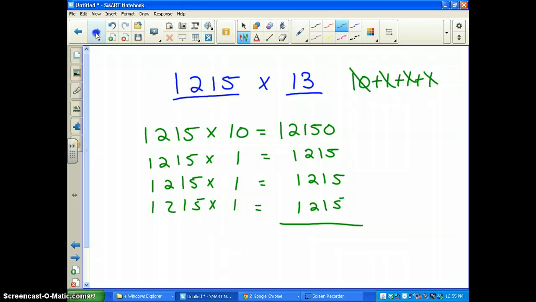5 plus 5 plus 5, because now we're bringing it back together, equals 15. Don't have to add that 0. 5 plus 1 is 6, 7, 8, 9 here. 2, 4, 6. 1 is 7. 1, 2, 3, 4, 5. And then the 1. So our answer to 1,215 times 13 is 15,795.